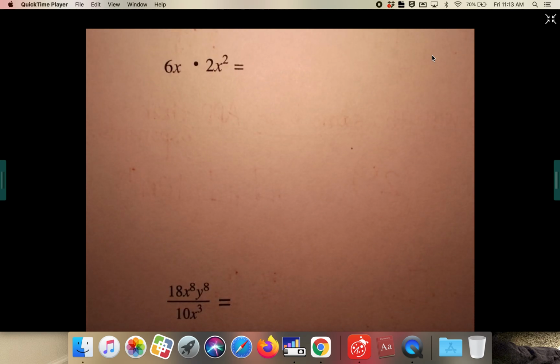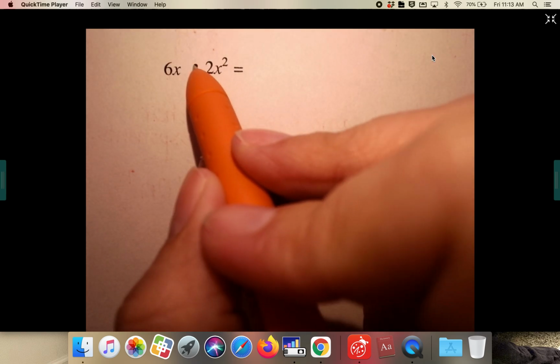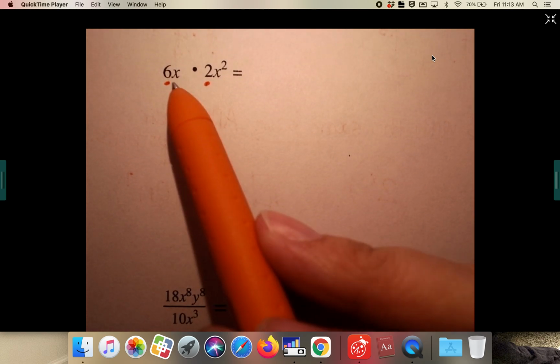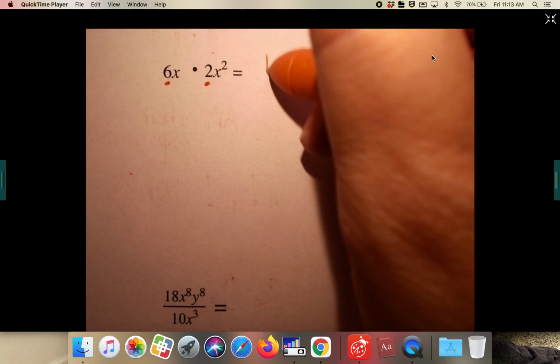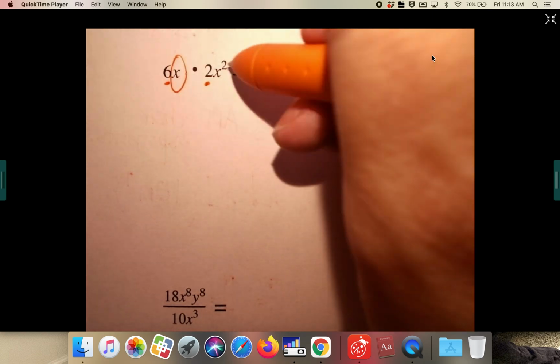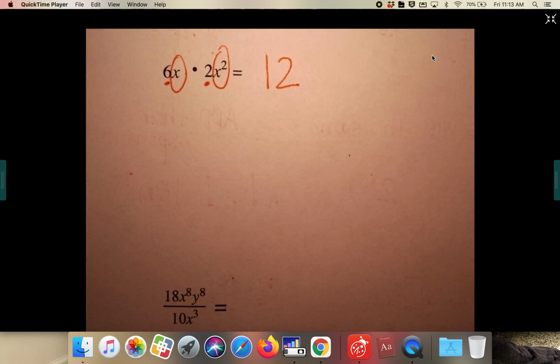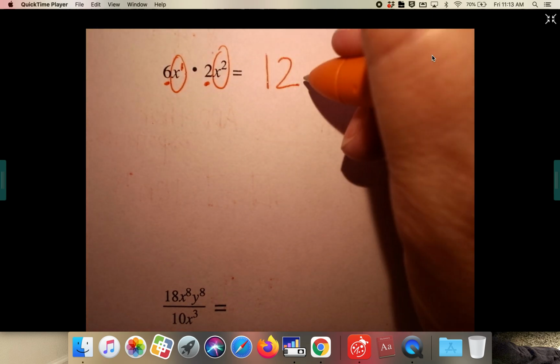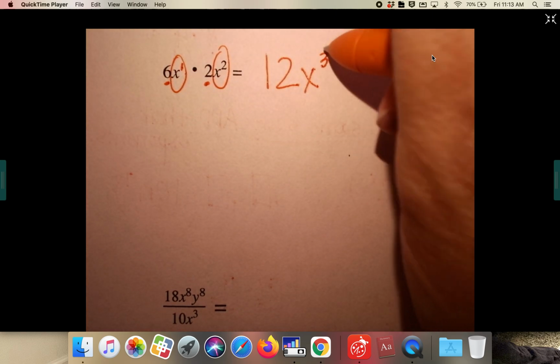Okay, again, if you're not quite ready, if these numbers are being multiplied and they are not the same base, you go ahead and multiply them. So 6 times 2 is 12. The x and the x are the same bases, so they can get added. So 1 plus 2 is x to the 3rd.